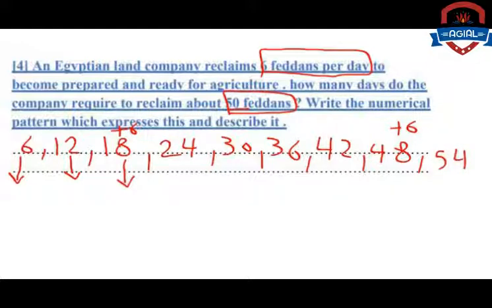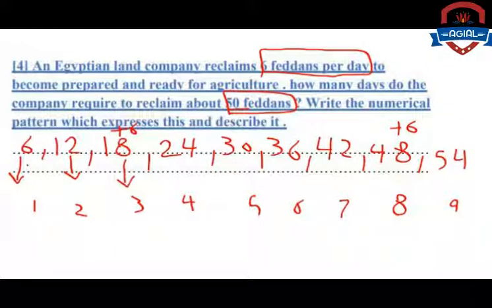Then we have 54. So, how many days do the company require to reclaim about 50 fiddles? We have 1, 2, 3, 4, 5, 6, 7, 8, 9. So, we have 9 days to reclaim about 50 fiddles. So, 9 days.